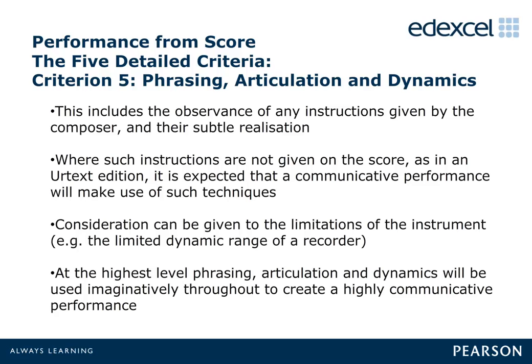Performance from score, the 5 detailed criteria. Criterion 5, Phrasing, Articulation, and Dynamics. The final detailed criterion covers phrasing, articulation, and dynamics. Phrasing, articulation, and dynamics are the subtle musical details that bring a performance to life. If the composer has provided any instructions on the score, the student is expected to observe them. If there are no instructions, the student will apply such detail, with imagination, to create a communicative performance.